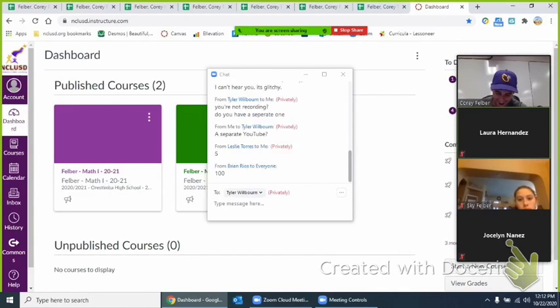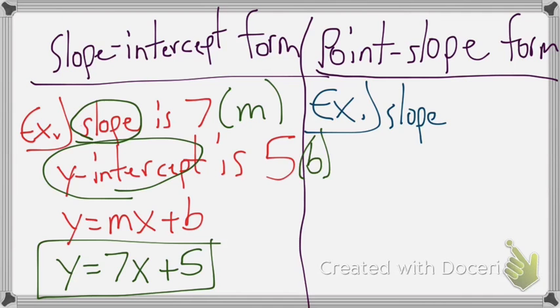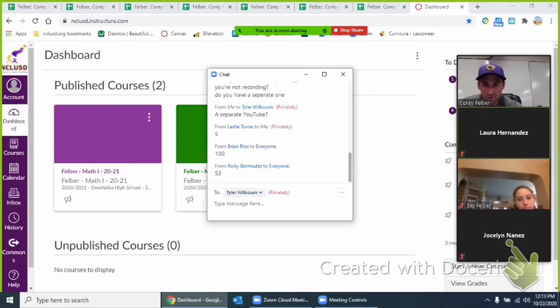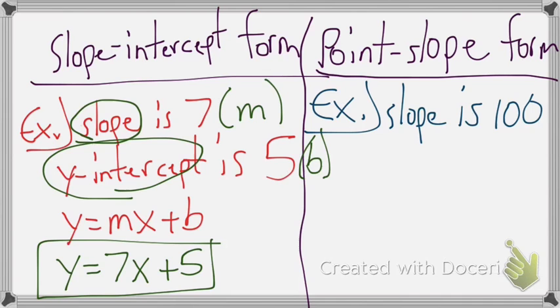A 100. Nice. I've never heard anyone say that their favorite number is 3 digits. I like that. So slope is 100. Ricky, what's your favorite number? What's your football number, Ricky? 53. Okay. I like it.